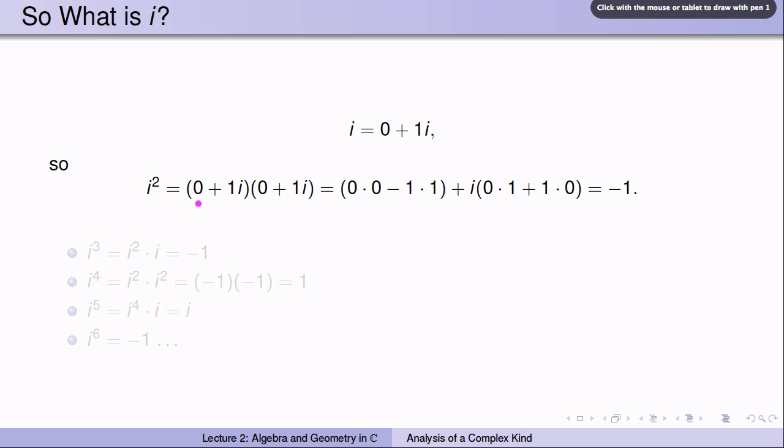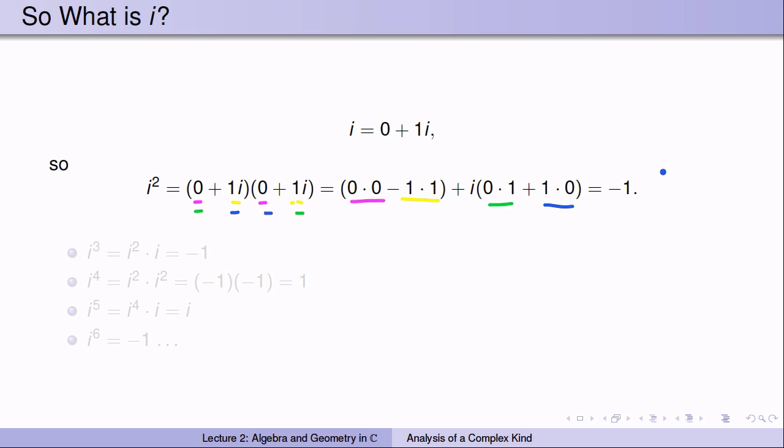So according to my rule of multiplication, I have to take this 0 and that 0 and multiply them, and that gives me this number right here. Then I have to take this one and that one, multiply them and put a negative sign in front of it. That's what I get right here. Then I have to take this 0 and that one and multiply them. And finally, I have to take this one and that 0 and multiply them, and these two form the imaginary part together. So 0 minus 1 is -1, and all the rest is 0. So i squared is indeed -1. So the multiplication we defined has the property that we wanted it to have.